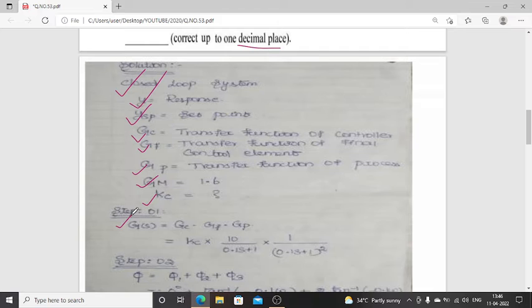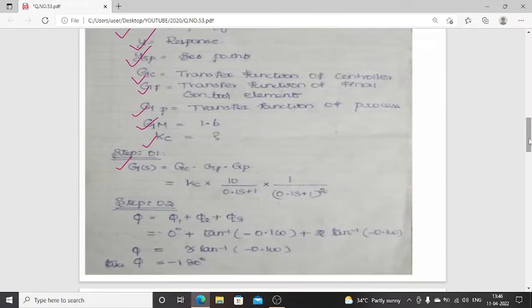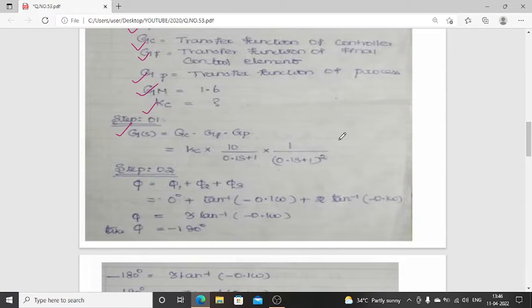Step number 1, determine the open loop transfer function. How to calculate the open loop transfer function? G of S is equal to GC, GF, GP. So we have 3 transfer functions, the product of these 3 is G of S, the open loop transfer function. GC is equal to KC, GF is equal to 10 by 0.1s plus 1, GP is equal to 1 divided by (0.1s plus 1) whole square.